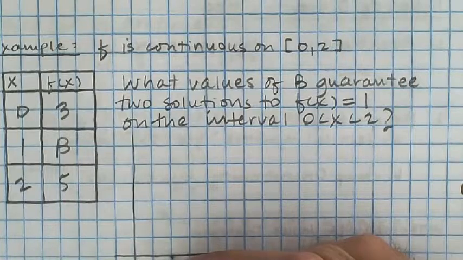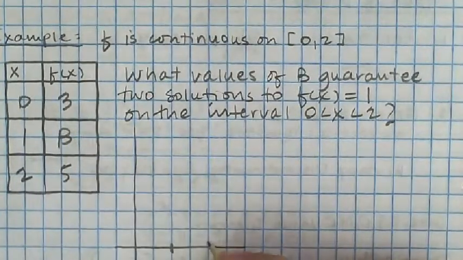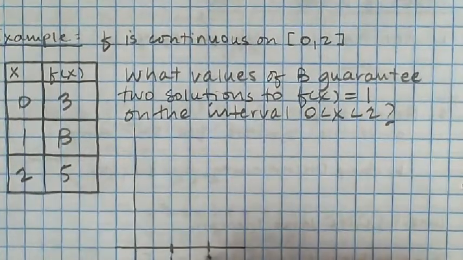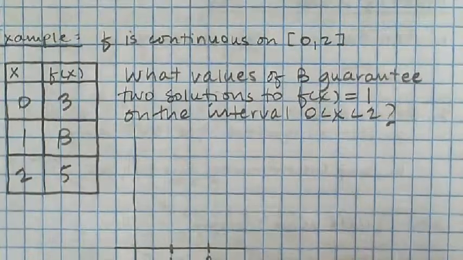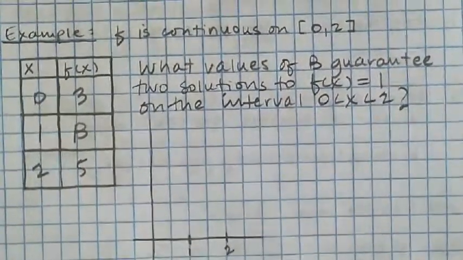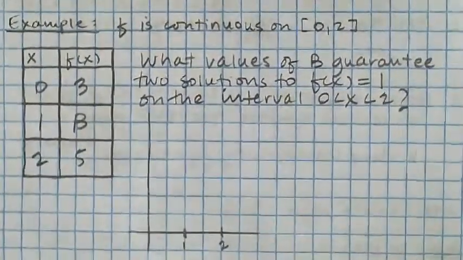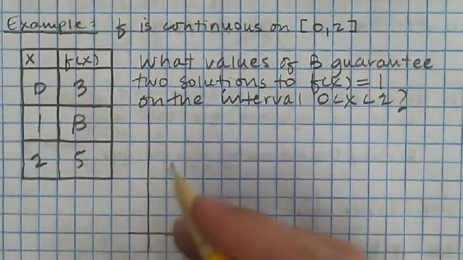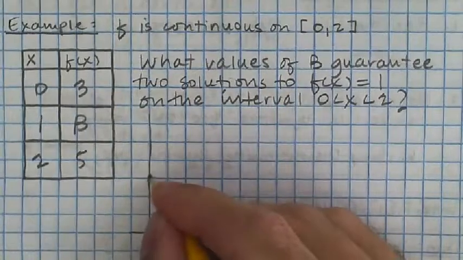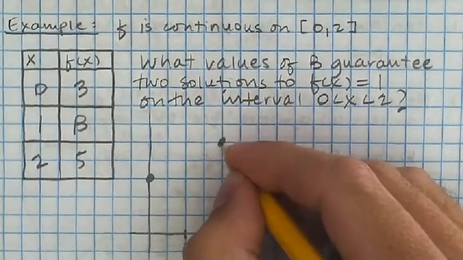Okay, so 0, 1, 2. Maybe I'll actually space this out, and I'll say this is 1, and that's 2. Stretch that a little bit. Cool. Okay. Now what I'm going to do is I'm going to actually plot. So 0 is 3, 2 is 5.